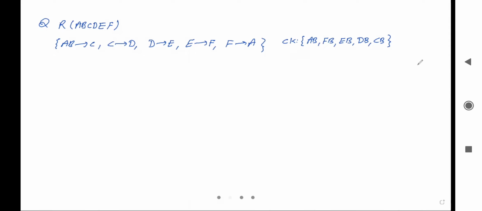Then find the normal form. What is the highest normal form? Yes, try for this one.